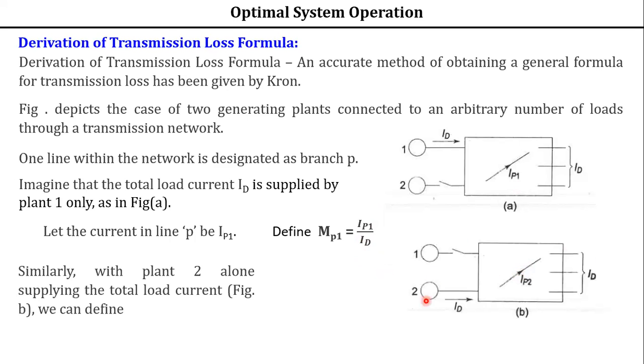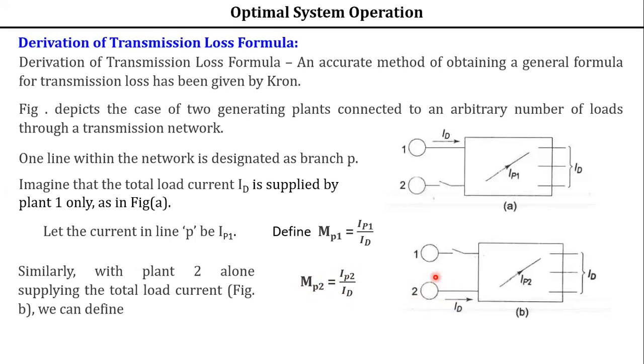Similarly, consider this figure where plant 2 alone is supplying the entire load current ID, and plant 1 is not supplying, so it is kept open. Understood? This is case 2. That means only plant 2 alone is supplying the load current. Then, the same thing, let us define the corresponding factor MP2, equal to the corresponding ratio of branch current to the total load current.